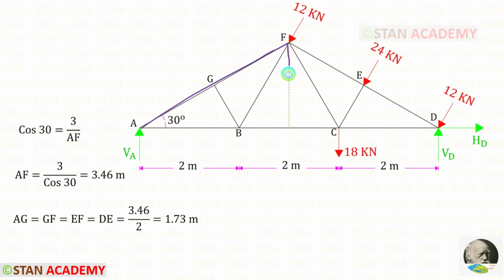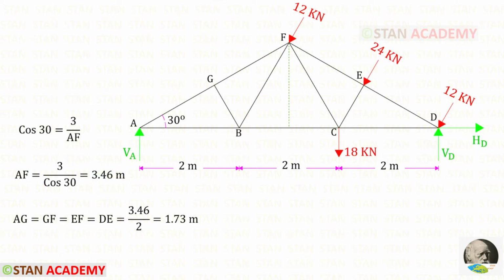Let us take this triangle. In this triangle, let us apply the cos formula. We know that cos theta is adjacent side upon hypotenuse side. Here the adjacent side is 2 plus 1, so it will be 3, and the hypotenuse side is AF. In this way, for AF, we will get 3.46 meter.